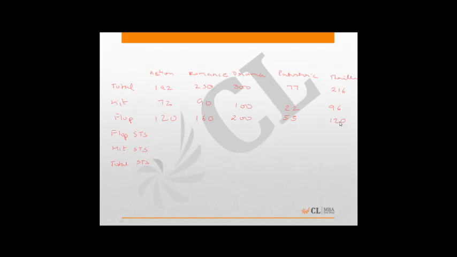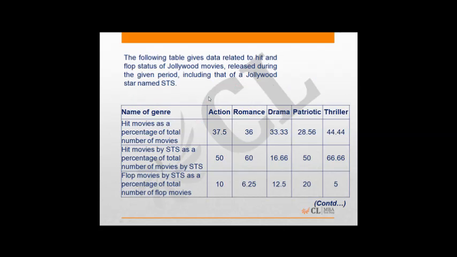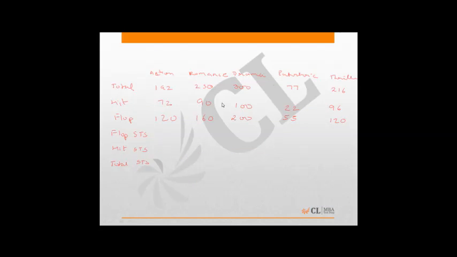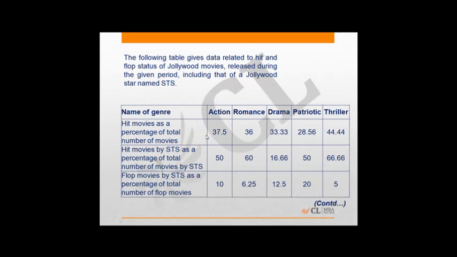So now I have data about total movies released, out of those hit movies, and out of those flop movies. Now I'll calculate flop data about STS. If I look at the third row, flop movies by STS as a percentage of total number of flop movies. So 10% is in the action genre. That means of the total flop movies, that is 120 action movies, 10% were given by STS. That means 12. After that, 6.25%. One should know that it is 1 by 16. So 1 by 16 of 160 would be 10 movies.